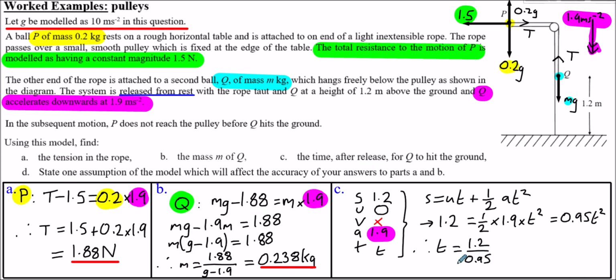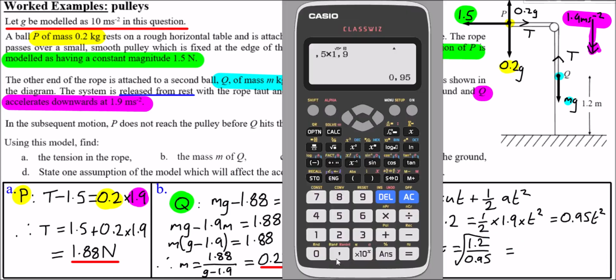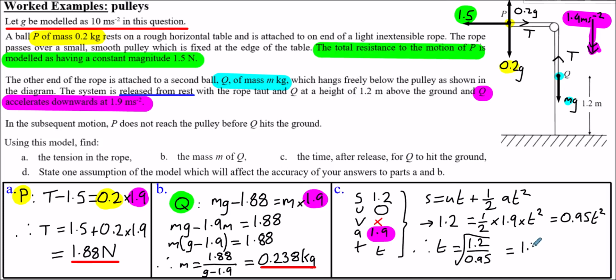So to get t on its own, we square root all of this to find what it's going to be. So we're going to square root 1.2 over 0.95, and we get approximately 1.12 seconds to three significant figures. So just over a second it'll hit the ground. And if you think about it, that is reasonable, because 1.2 is about 1 metre. That's not particularly high at all, really.